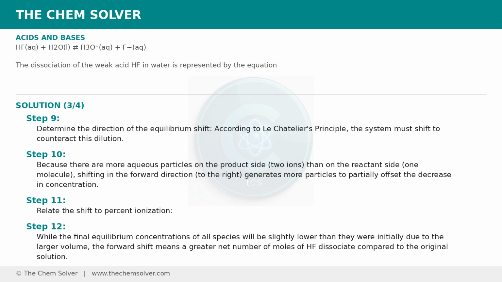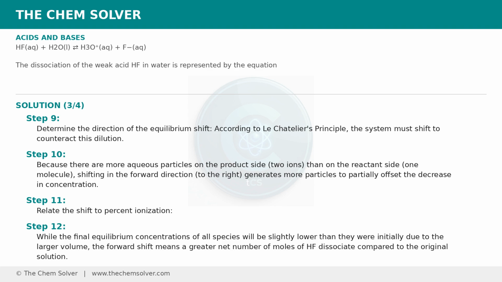Determine the direction of the equilibrium shift. According to Le Chatelier's principle, the system must shift to counteract this dilution. Because there are more aqueous particles on the product side, 2 ions, than on the reactant side, 1 molecule, shifting in the forward direction, to the right, generates more particles to partially offset the decrease in concentration.